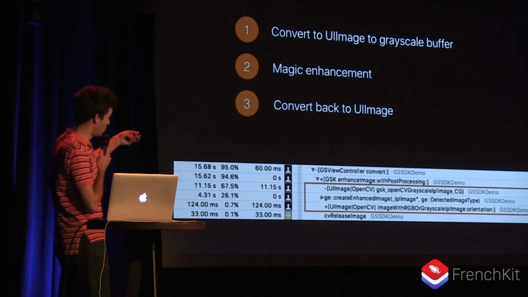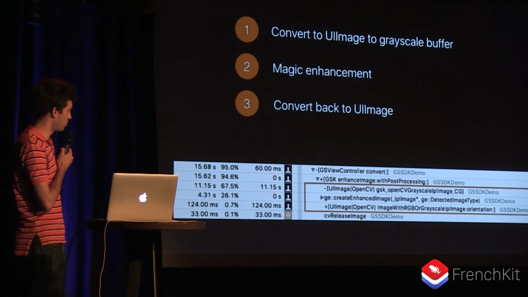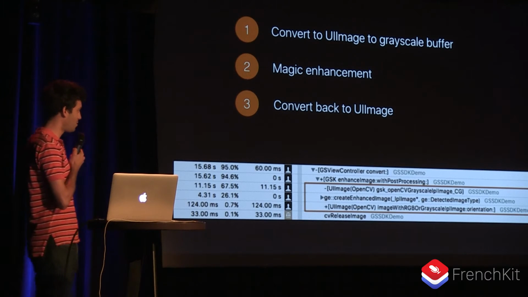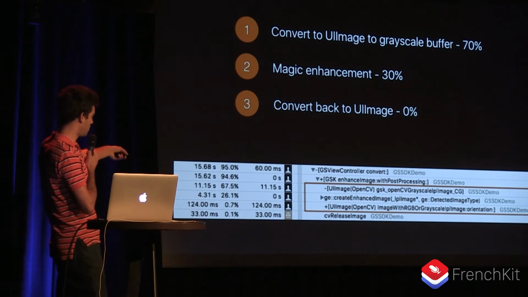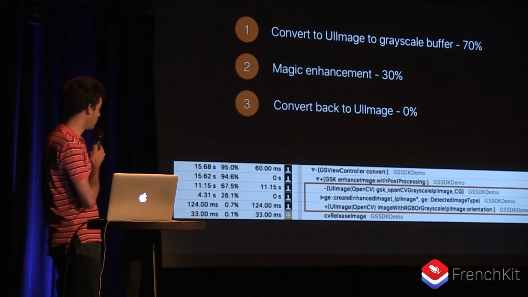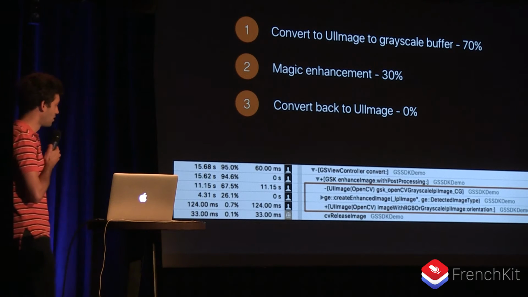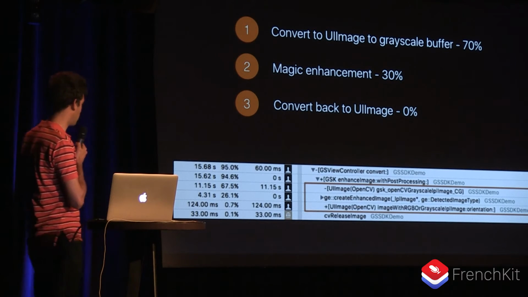The first is the one I mentioned, that converts the UI image to a grayscale buffer. The second is a magic enhancement. And the last one is a convert back to a UI image. What you can notice here is that there are different times. On the left, you can see that the conversion takes 11.15 seconds. The magic enhancement takes 4.3 seconds. And the conversion back to a UI image takes only a couple of milliseconds. So the conversion back is okay, it's really fast. The enhancement is like 30% of the execution time.